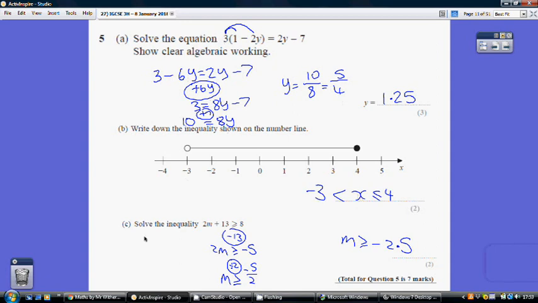Now for part C, we solve this linear inequality just as we would a regular linear equation. So we follow through our algebra in order to make m the subject. We start off by taking away 13 from both sides. So 2m is greater than or equal to minus 5. We then divide by 2, so m is greater than or equal to minus 5 over 2. So you could give that as your final answer, or alternatively m is greater than or equal to minus 2.5.